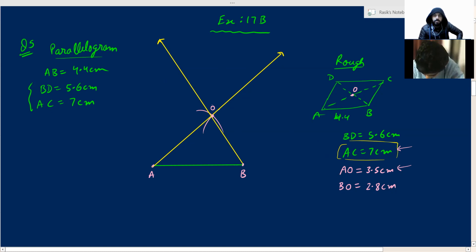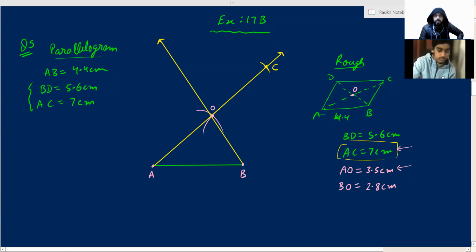Are you all measuring it? Measure 7 centimeters in your compass. Ready? Now keep your compass at point A and draw an arc here, and mark this vertex as C. We have got C. Have we got AC of 7 centimeters? Yes. Are you all getting the point?